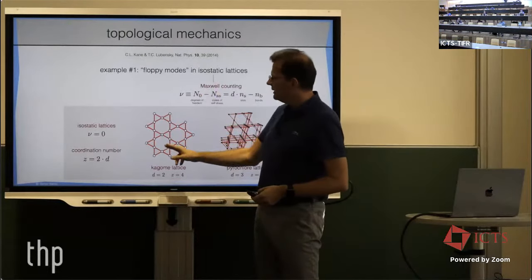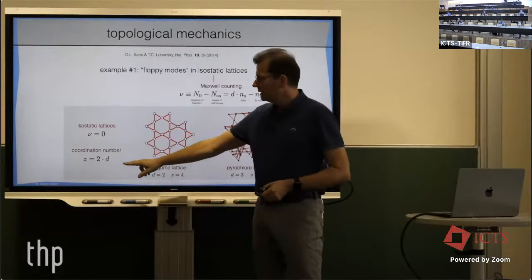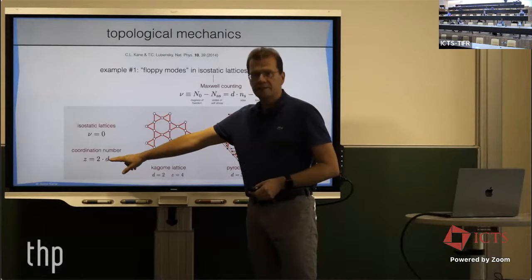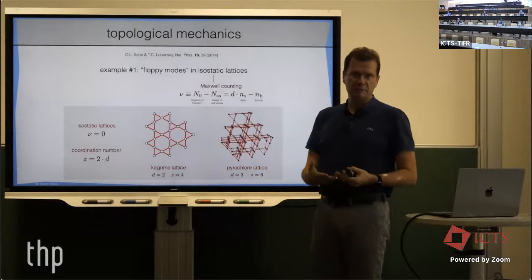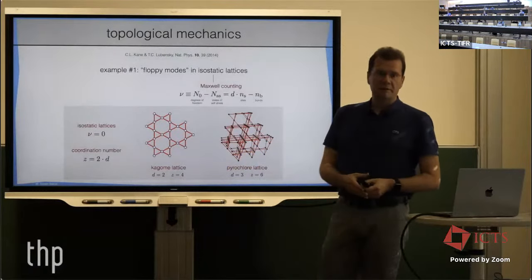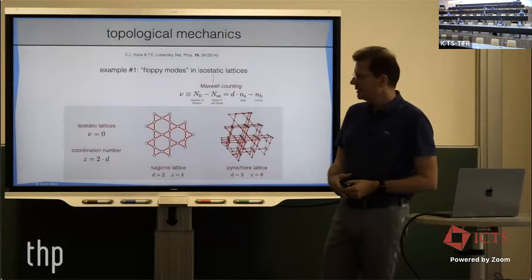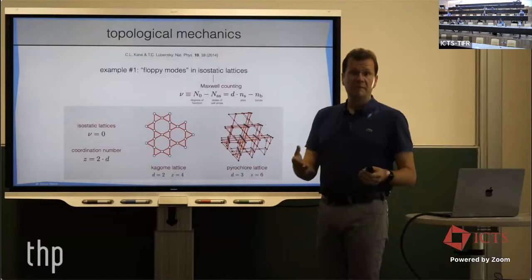A good indicator of whether a lattice is isostatic is if the coordination number, the number of connected vertices for a site in the lattice, is twice the spatial dimension. One example is the Kagome lattice in two spatial dimensions, which has coordination number 4, or the pyrochlore lattice in three spatial dimensions. So these are isostatic lattices, and they will have floppy modes. But what is a floppy mode?